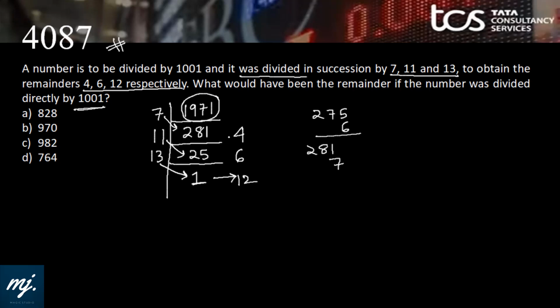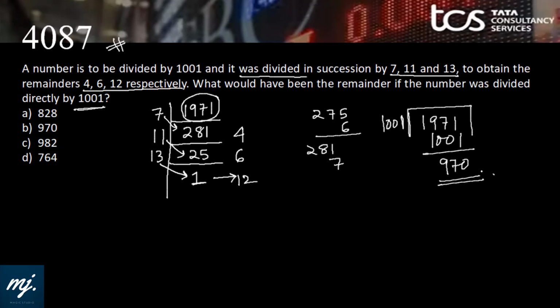1971 when divided by 7 leaves remainder 4. 281 when divided by 11 leaves quotient 25, remainder 6. 25 when divided by 13 leaves 1 as the quotient and remainder 12. Now the question is, if 1971 is divided by 1001, what should be the remainder? The remainder would be 970, and that features in option B.